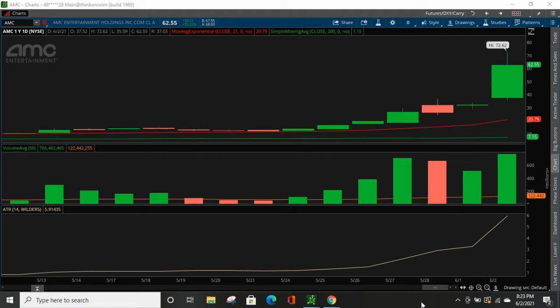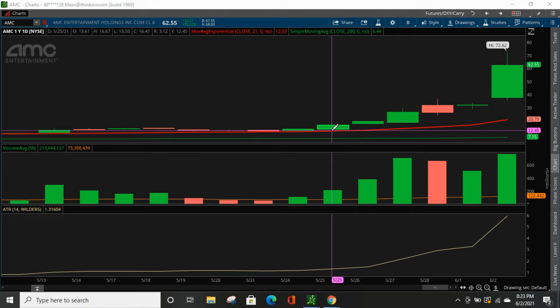So right here, the green line is the 100-day simple moving average, and the 21 exponential moving average is the red line. What I typically like to do on my trades is have entries right at that 21. That's an easy entry level for me, so I like to have those entries around there.